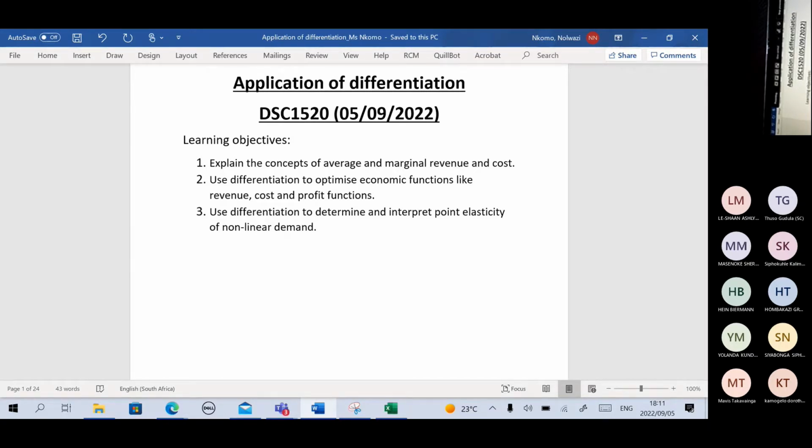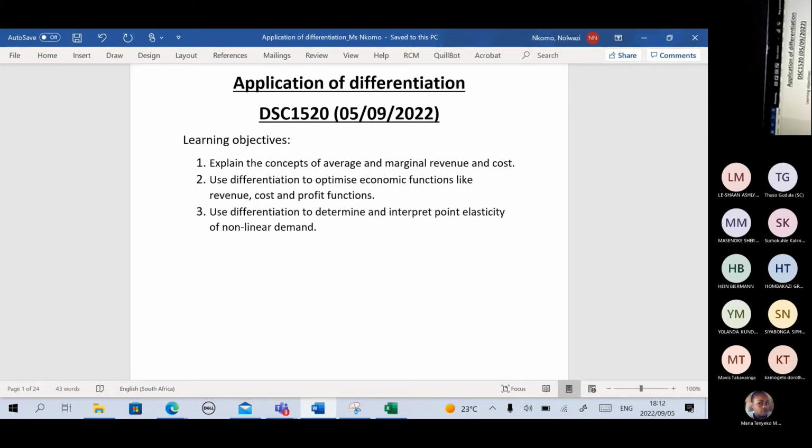Okay, as I said, the objectives for this section would be to explain the concepts of revenue, marginal revenue and cost, and the average revenue. And you should be able to use differentiation to optimize economic functions like revenue, cost, and profit, and use differentiation to determine and interpret points of elasticity and nonlinear.